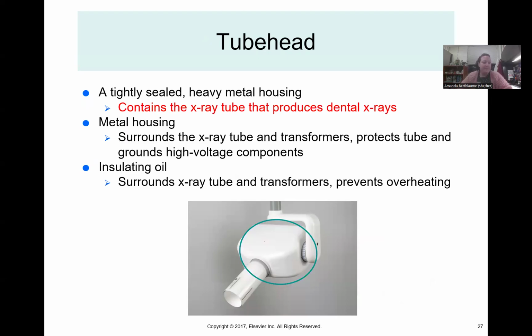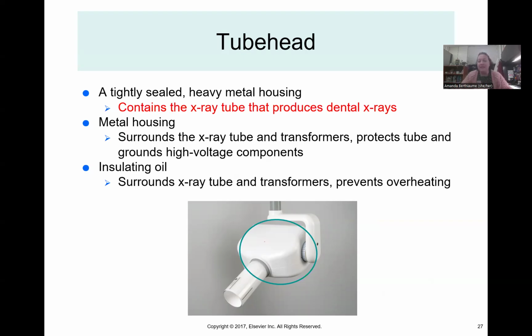And the tube head is a metal housing, right? It contains the X-ray tube that produces the dental X-rays. It's inside of the tube head. It has transformers, a protective tube, high voltage components, and it has insulating oil. That insulating oil is there because radiation and electricity move so quickly that they create heat, and the insulating oil makes sure it cools down and prevents overheating.